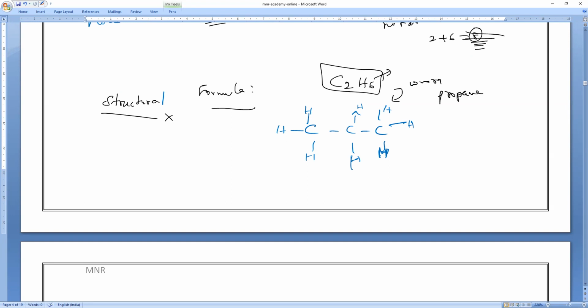Four carbons means C4H8. Okay, this is what it is. Any doubt? Anybody can ask me. Are you clear, everybody? C3H8. Very good.